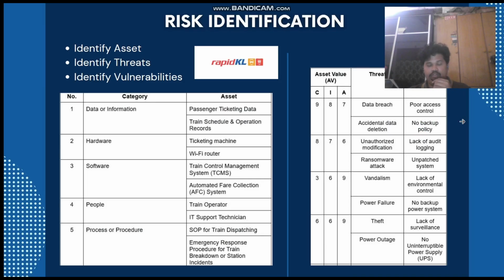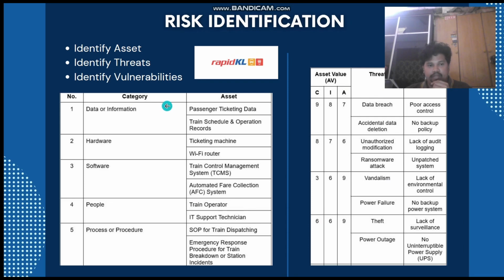My name is Muhammad Noor, matric ID 2123023, and I'll be presenting about the risk identification. So for the risk identification, we try to identify the assets, the threats, and the vulnerabilities. Risk identification helps us proactively recognize the risks across the whole organization, and we categorize the risks in five categories, which are data or information, hardware, software, people, and process or procedure.